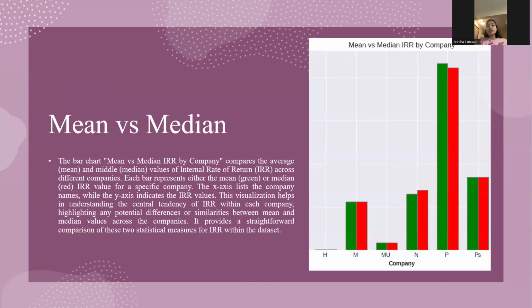Then let's move on to the mean versus median. The bar chart of mean versus median compares the mean, in green, and the median, in red, IRR values across companies. It helps in understanding the central tendency of IRR within each company and highlights the differences and similarities between these two statistical measures, facilitating a straightforward comparison.